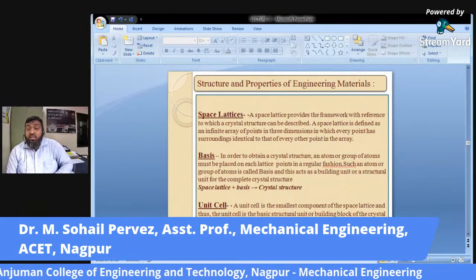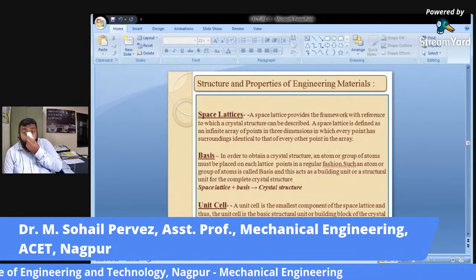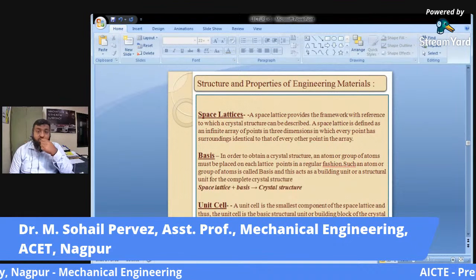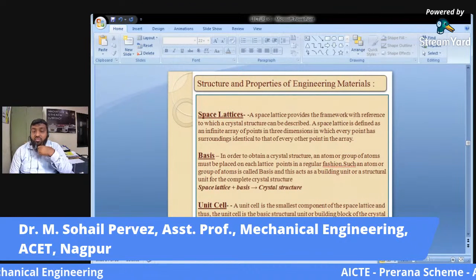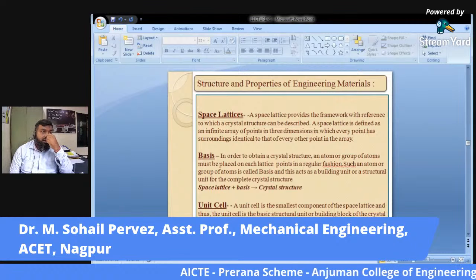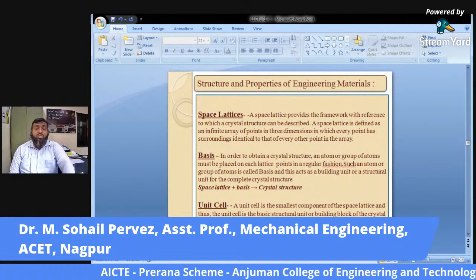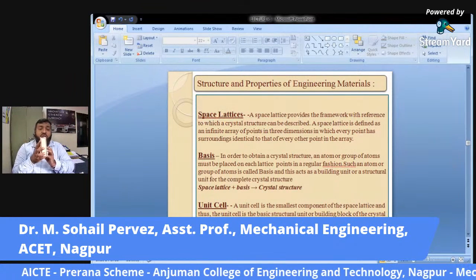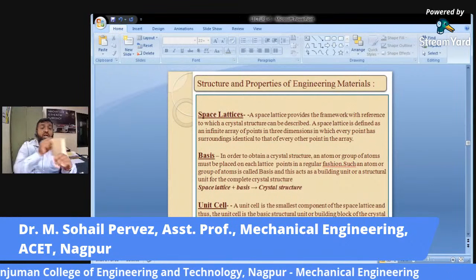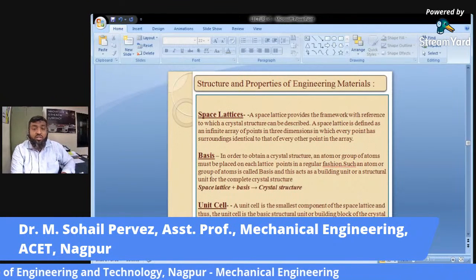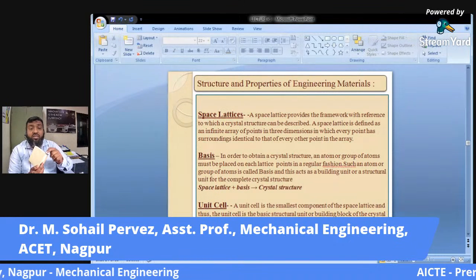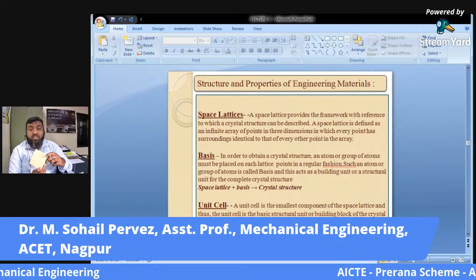Now, a space lattice is defined as an infinite array of points in 3 dimensions, in which every point is surrounded identically to that of every other point in the array. An identical array is there, a long chain is there. Say this is block 1, again same block 2, same block 3, same block 4, and the long chain of the material. This is called space lattice.